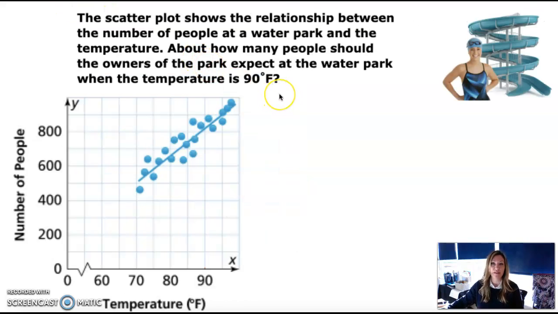One last example. The scatter plot shows the relationship between the number of people at a water park and the temperature. About how many people should the owners of the water park expect at the water park when the temperature is 90 degrees Fahrenheit? Let's take a look at our trend line. All we have to do is come over and find 90 degrees Fahrenheit, and we can look at our trend line. We go all the way up, and we can expect about 800 people.